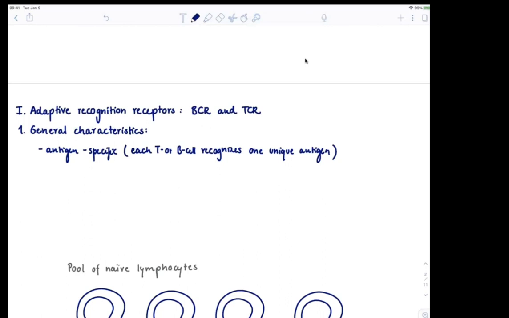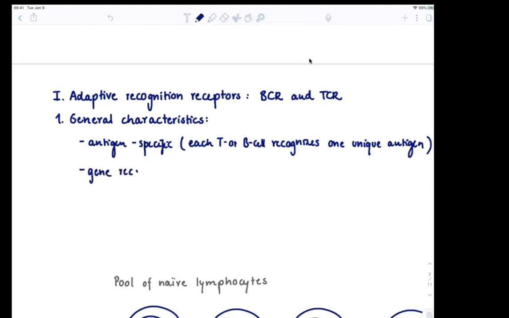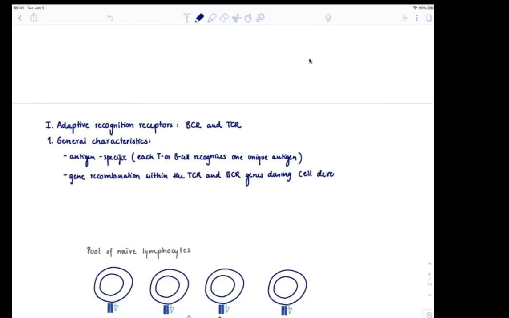And another very important characteristic is that TCRs and BCRs are made by gene recombination. So gene recombination within the TCR and BCR genes during T cell development generates this random antigen specificity that will be unique for every T or B cell.